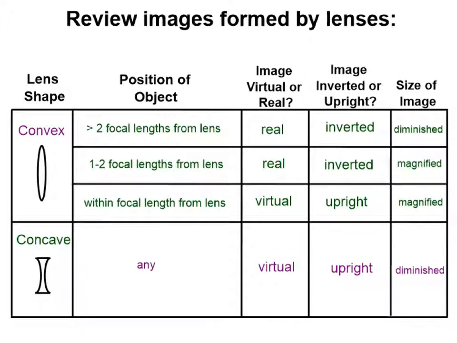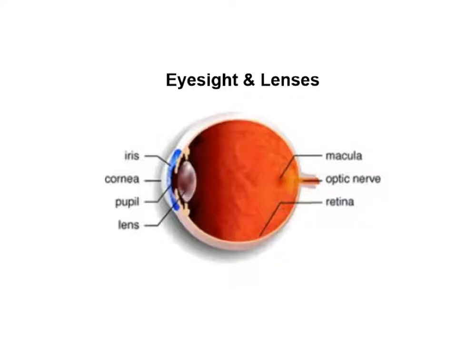Here are the answers to reviewing the images formed by the 2 different kinds of lenses, convex and concave. Make sure you got all those right and you understand the different types of images formed. So what determines how well you can see this object in front of you now?